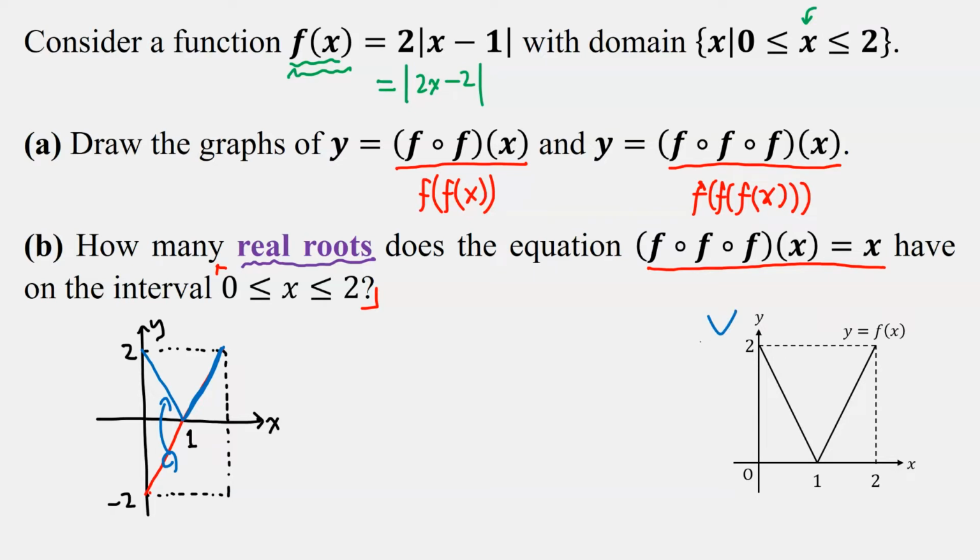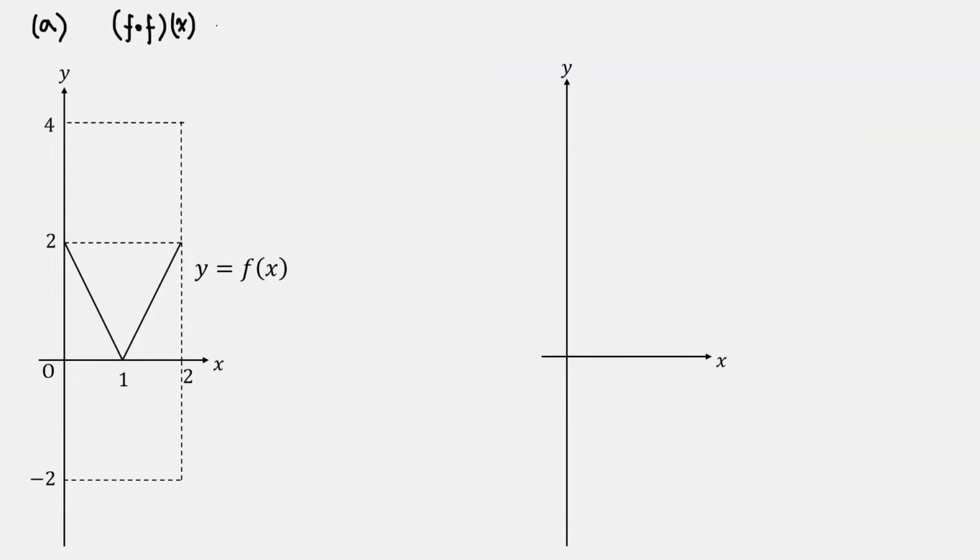Now with this graph, how can we draw the graph of f(f(x))? Okay, note that f(f(x)) is basically 2 times the absolute value of f(x) - 1. So it is the absolute value of 2f(x) - 2. So we can draw this graph like this.